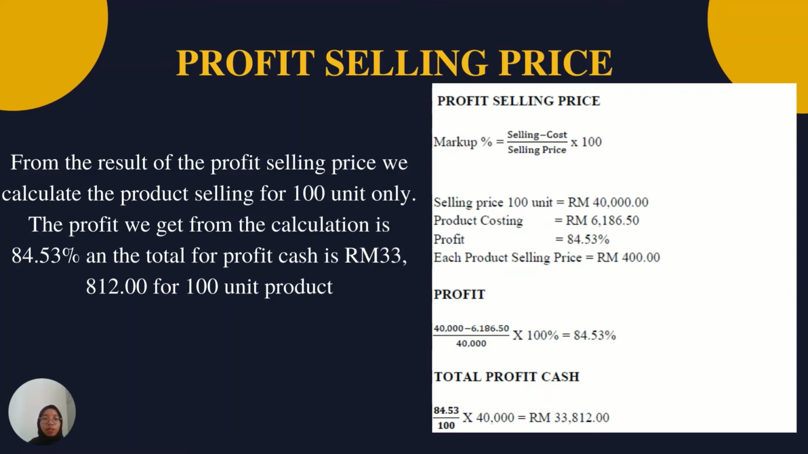product selling for 100 units only. The profit we get from the calculation is 84.53%, and the total for profit cash is 33,812 for 100 unit product.